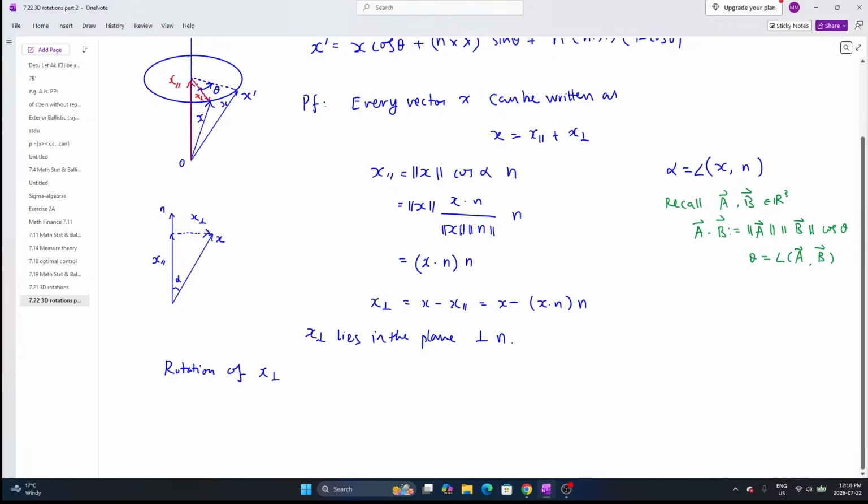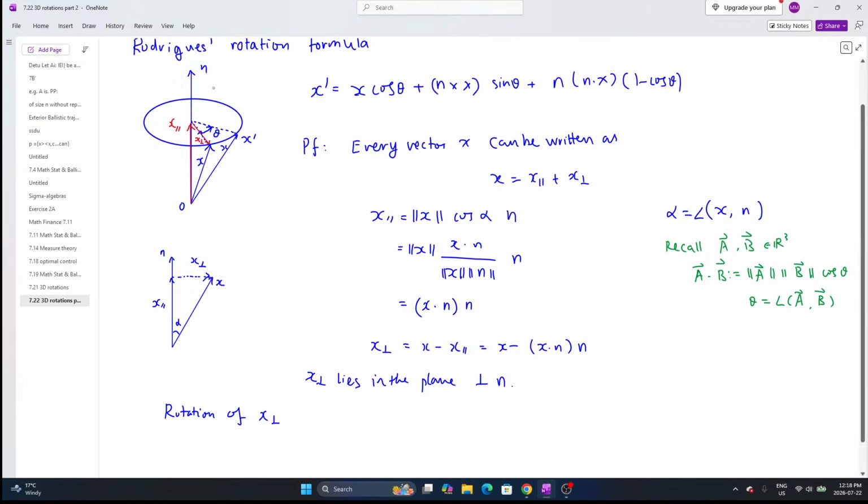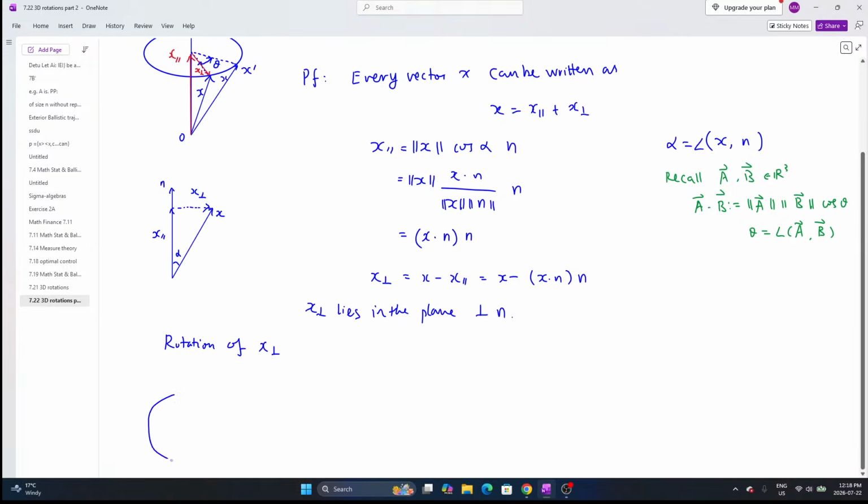So why don't we draw a top-down view of this 3D diagram. This is the circle in the 3D diagram, and here you have the original x perpendicular. We wish to rotate it. This is a rotated version, so let's call it x prime perpendicular. So we want the x prime perpendicular. How do we get to that? And this angle of rotation is theta, that's given.